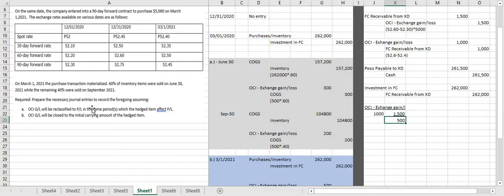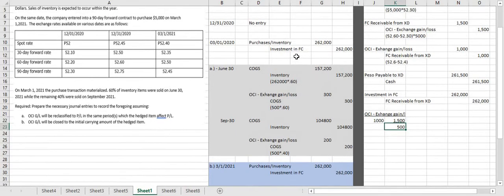Ayan. So, sabi dito, 60% ng ating inventory items were sold on June 30. So, dahil 60% ng inventory na benta on June 30, kaya matatransfer na yan to cost of goods sold. Okay? That's debit cost of goods sold, credit inventory. How much? That's the initial carrying amount na 262,000 multiplied by 60%. Kaya meron kang cost of goods sold on June 30 for 157,200.